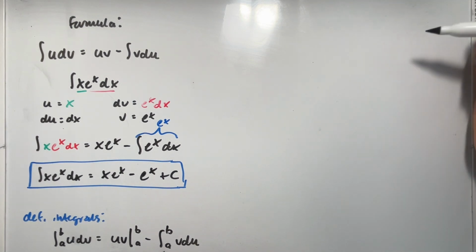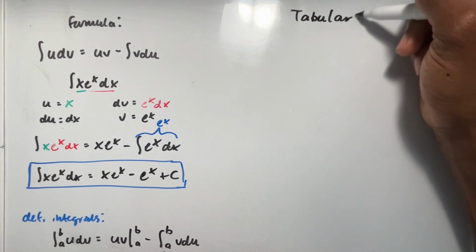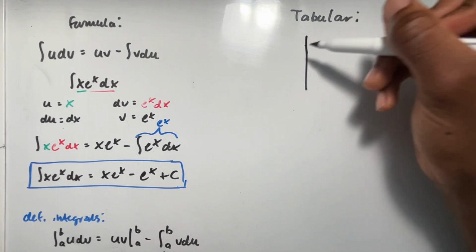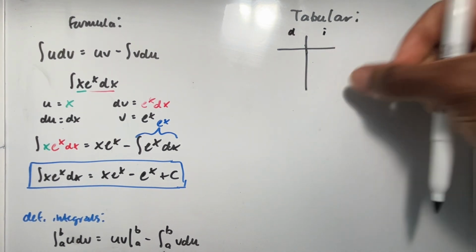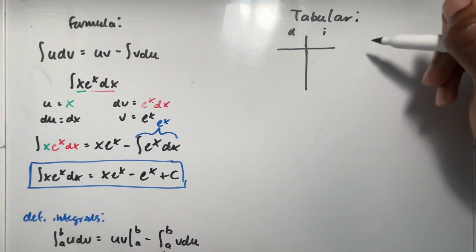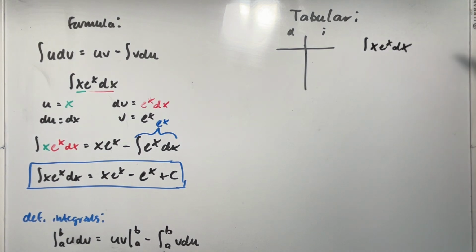And the next way is going to be with a table. This is called the tabular method. So what I'm going to do is do a table. And I'm going to put D on the left, I on the right. And you always want to put D first and then I. And we're going to solve the same integral. So the integral of x e to the x dx.